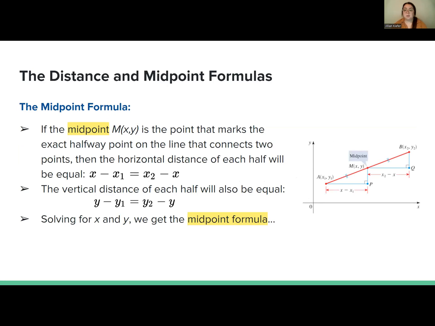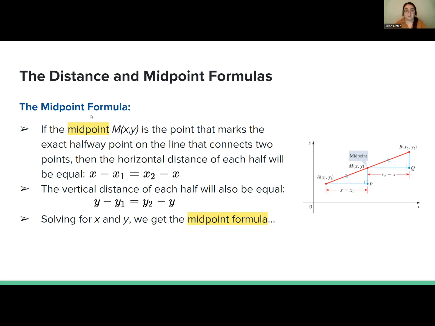Just like we said before, the midpoint formula is going to calculate the point that lies directly between two other points for us. So we say if the midpoint m of x comma y, just like how we had distance was d of x comma y, now we have m of x comma y, is the point that marks the exact halfway point on that line, this imaginary line most likely, that connects 2 points. So the horizontal distance of each half has to be equal. And this equation that we see here is just representing that it's equal.